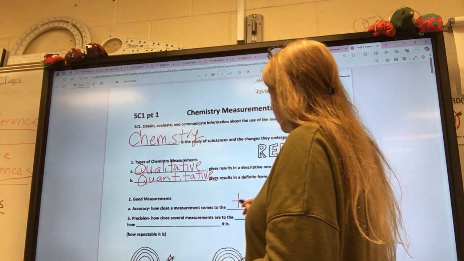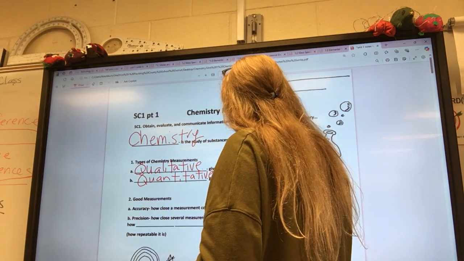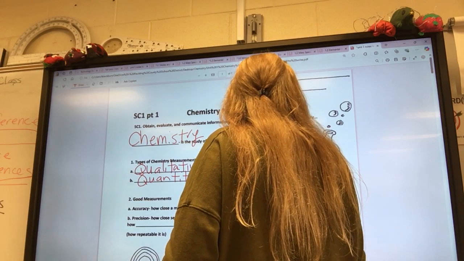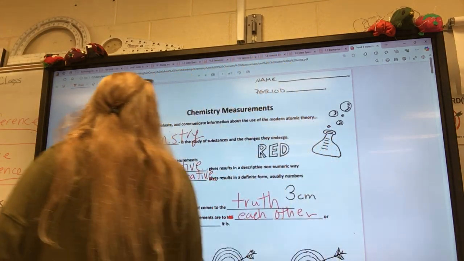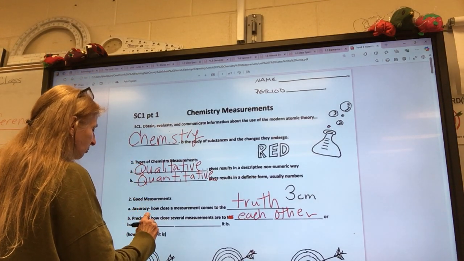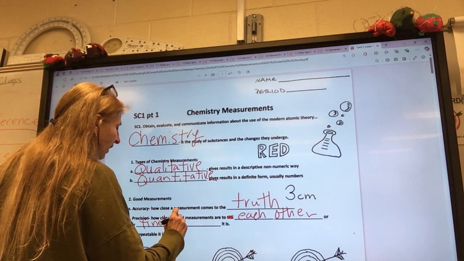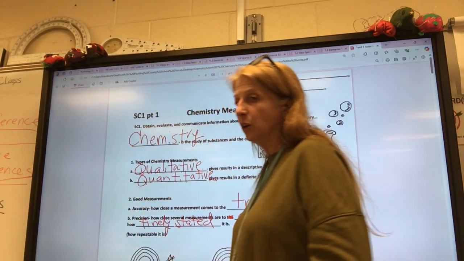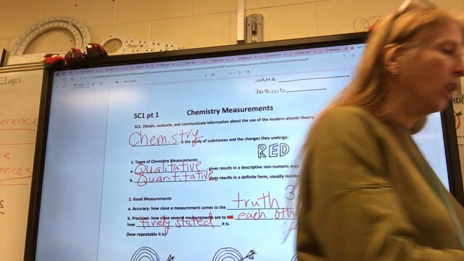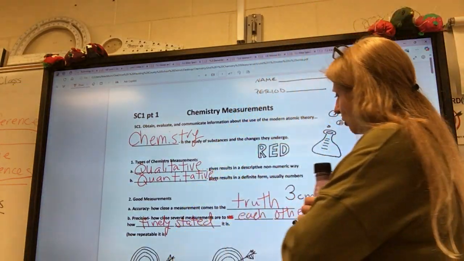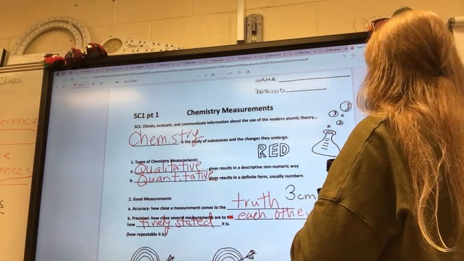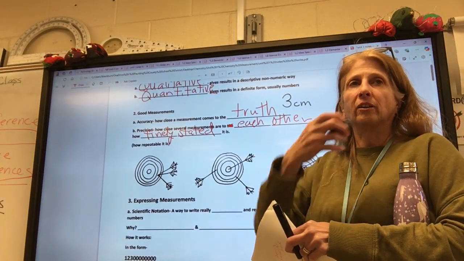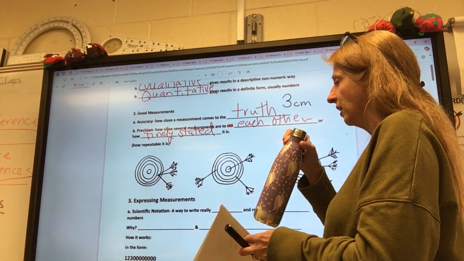Precision is how close several measurements are to each other. Or how finely stated, how many decimal points? How finely stated it is. How repeatable it is also. So how close it is to each other, how repeatable it is, how finely stated it is. Okay, are y'all okay? Am I going too fast? Everybody's written so far? Okay, y'all let me know if I go too fast with writing. Okay.